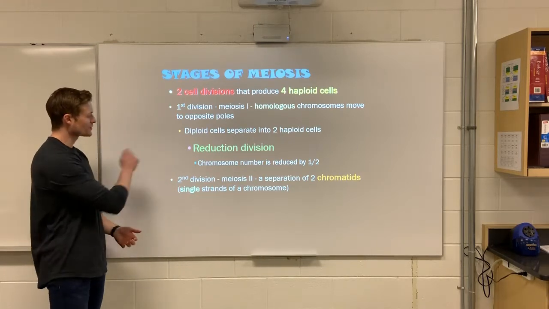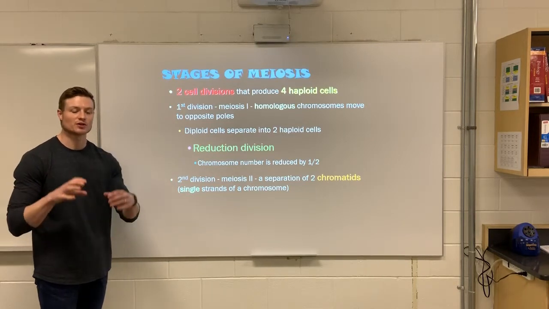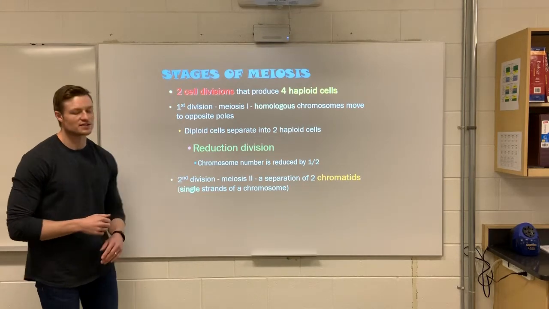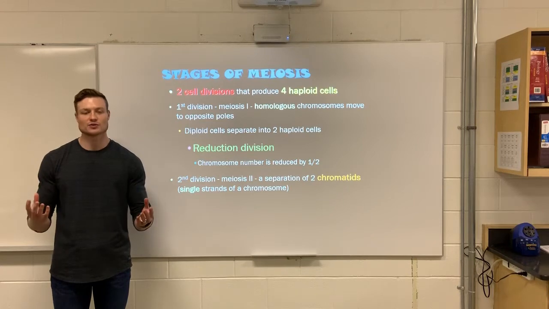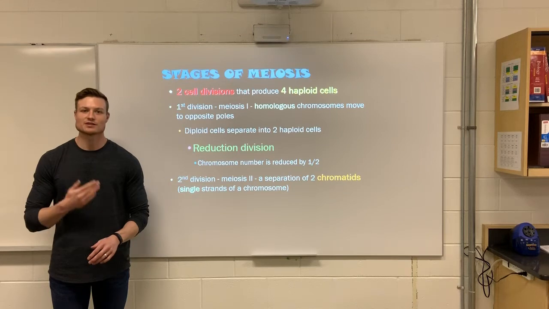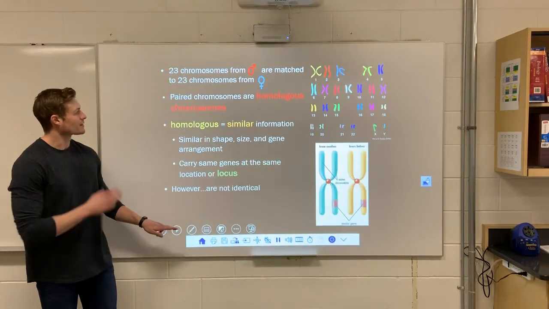So the first division is a reductive division. Through the process of Meiosis I, we're going to go from 46 chromosomes to 23. The second division is then simply taking those 2 cells that we've made, each with 23 chromosomes, and further dividing them into 4 cells with 23 chromosomes each. Okay, let's get into it.